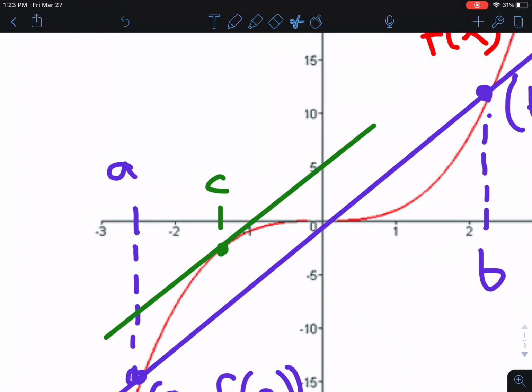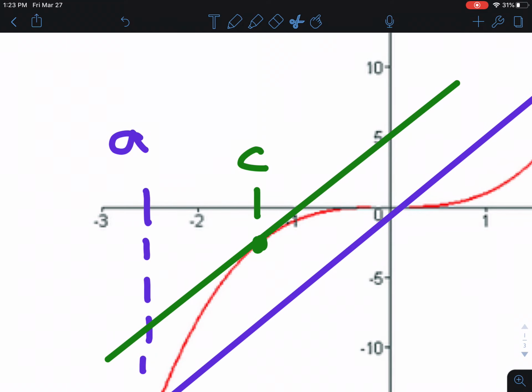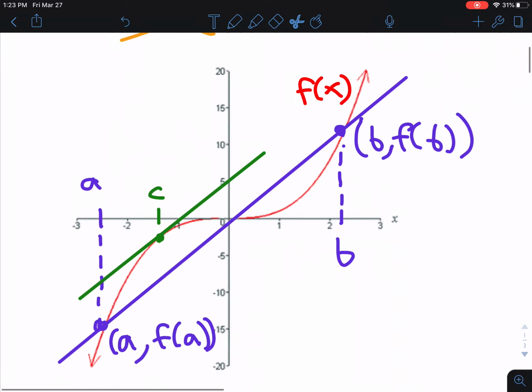So what do I call this? Tangent line to the curve, slope of the tangent line, right? But we also call this instantaneous rate of change. There is at least 1 point C in this interval from A to B such that the slope of those 2 lines is exactly the same. The slope of the secant line is the same as the slope of the tangent line. Or in other words, the average rate of change is the same as the instantaneous rate of change. That's what the mean value theorem says.